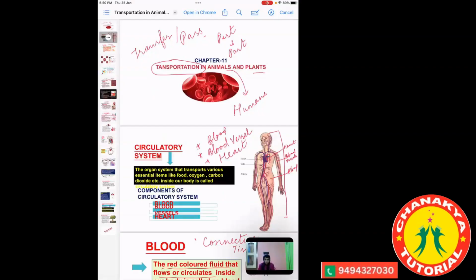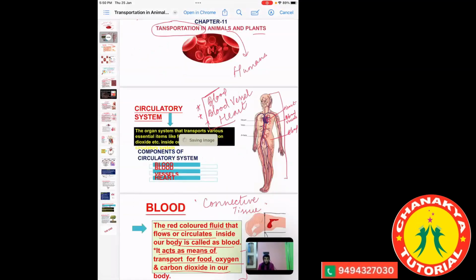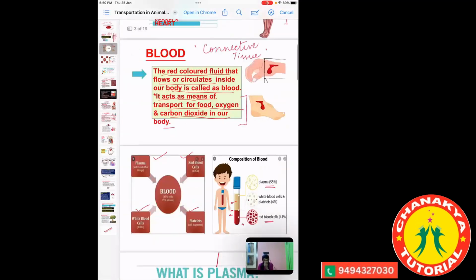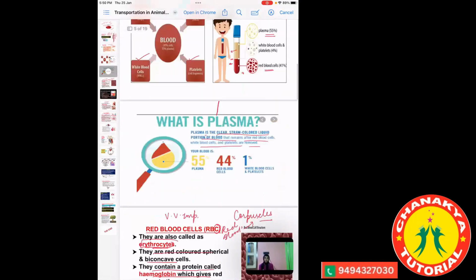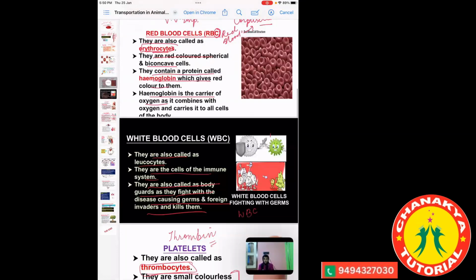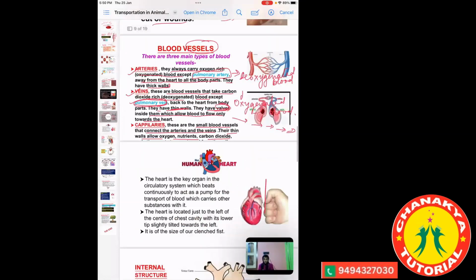In plants and animals, we have discussed the different components of the circulatory system: blood, blood vessels, and the heart, the three different components. We have discussed the components of blood, RBC, WBC, platelets, and plasma, and their functions yesterday. Then we also discussed the blood vessels. The three different types are arteries, veins, and capillaries.